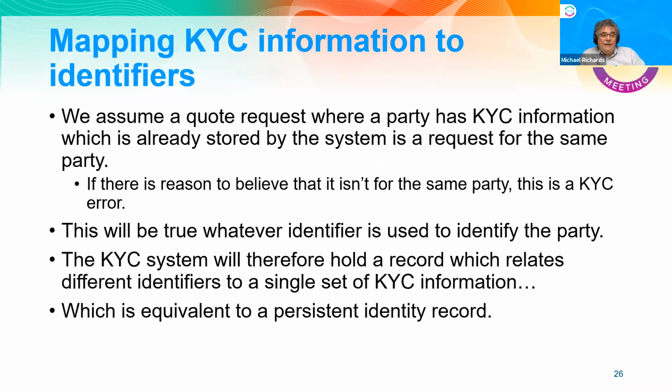We assume, as I say, that a quote request where a party has KYC information that's already stored by the system is a request for the same party. If there is any reason to believe it isn't for that party, that must be a KYC error. And this will be true whatever identifier. So we're starting to build up, as I say, a persistent identity record about a particular set of KYC information.